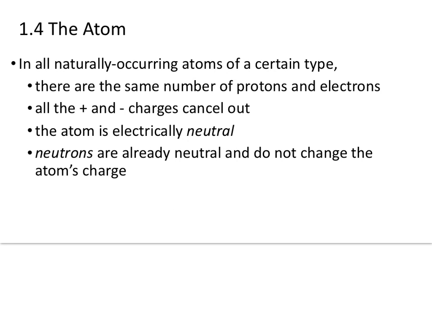Okay, so in any naturally occurring atom of any certain type, there are the same number of protons and electrons. For example, there were 3 protons and 3 electrons in naturally occurring lithium. All the pluses and minuses cancel out, of course, to 0. And of course, since neutrons don't add any charge, they don't change it at all. So a naturally occurring atom of anything is going to be what we call electrically neutral. No positive, no minus. It balances out to being neutral.